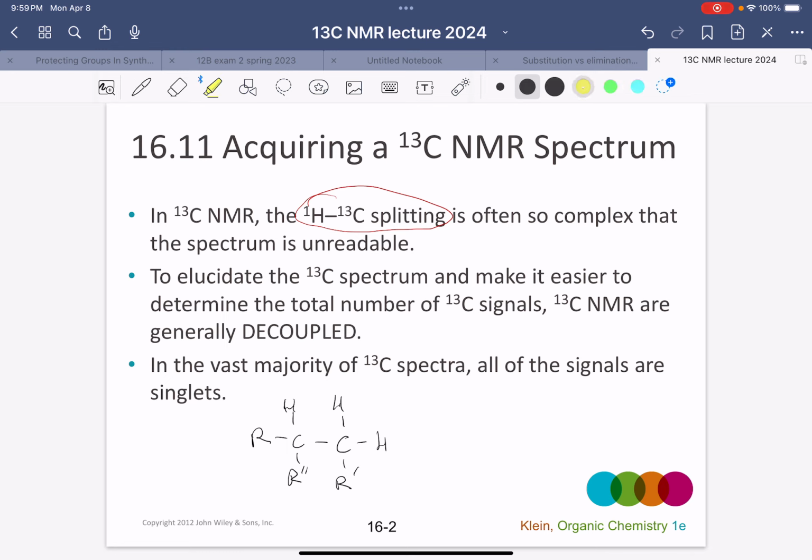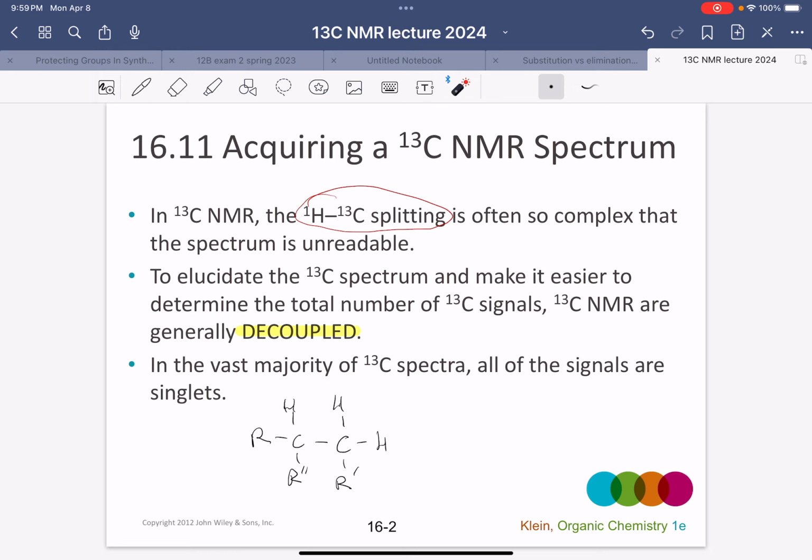So what we do instead is we run what's called a decoupled spectrum. And we can irradiate at the frequency for the protons and basically remove them from the spectrum, just kind of erase them, if you will. And that removes all the splitting that we would get from the protons. So that's a nice thing we can do. We can decouple. Now, another interesting thing is that for the vast majority of C13 spectra, all of the signals are singlets.